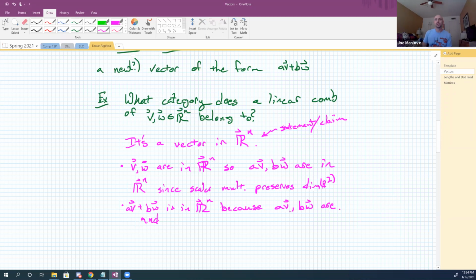So because AV and BW are in Rn and vector addition preserves dimension. Page 2. Crap. They don't talk about it in a minute. It's somewhere else. You guys okay with this? Does this thought process make sense?